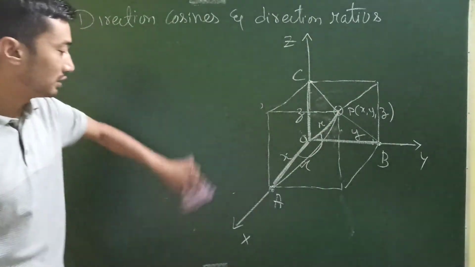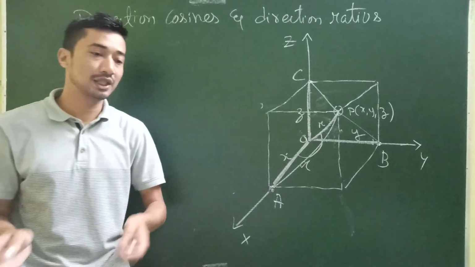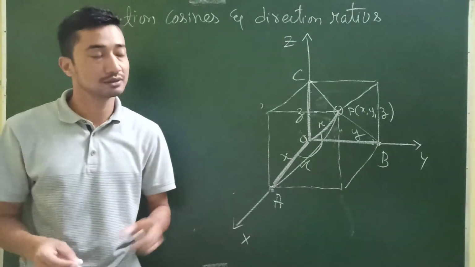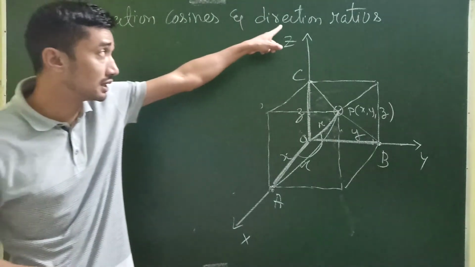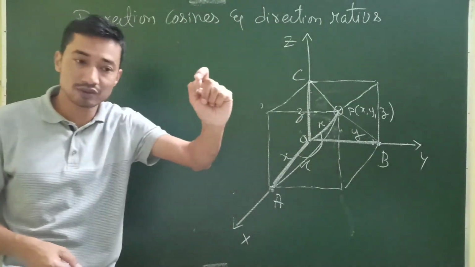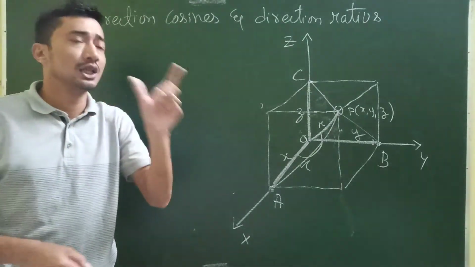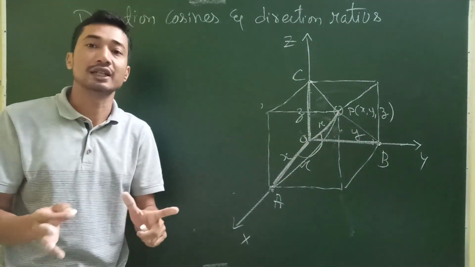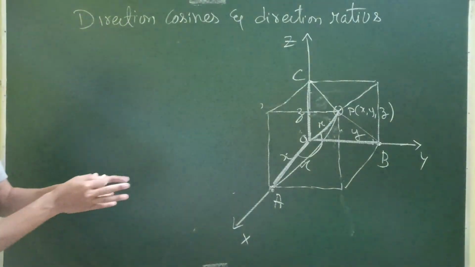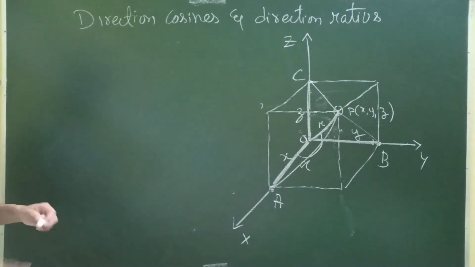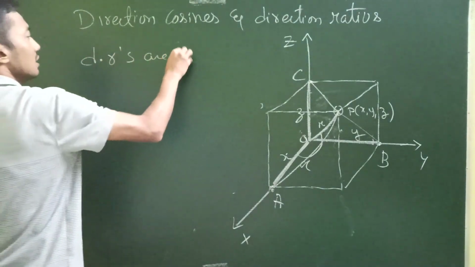Now, direction cosines is clear. Direction cosines is simply the cosines of the angles made by a point with respect to the x, y and z axes. Next topic is direction ratios. What are these direction ratios? These are just numbers, but what kind of numbers? They are special kind of numbers. I'll just write in short, direction ratios are numbers.